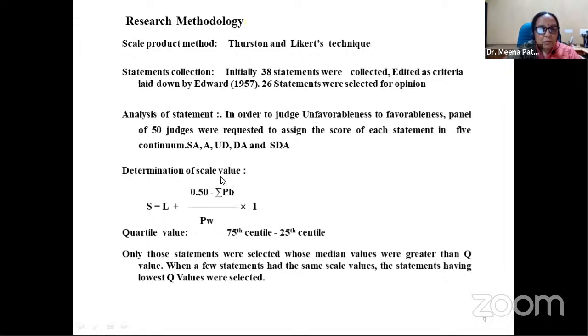And for determination of the scale value, with the help of this formula, the scale value will be measured. Say the lower limit of the scale in which the median falls plus 0.50, which is common for the median or scale value, minus the sum of proportions below the interval in which the median falls, divided by the proportion within the interval in which the median falls, and multiply by 1, the interval. Again, I am repeating because by observing one time you can't remember. So again, the quartile value, that is, the 75th centile minus the 25th centile. And finally, out of 26 statements, only those statements were selected whose median value was greater than the quartile value. When a few statements had the same scale value, the statements having the lowest Q value were selected and others were rejected. How it is, let us see.